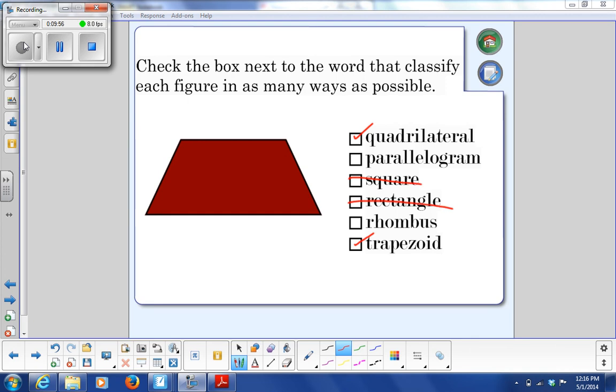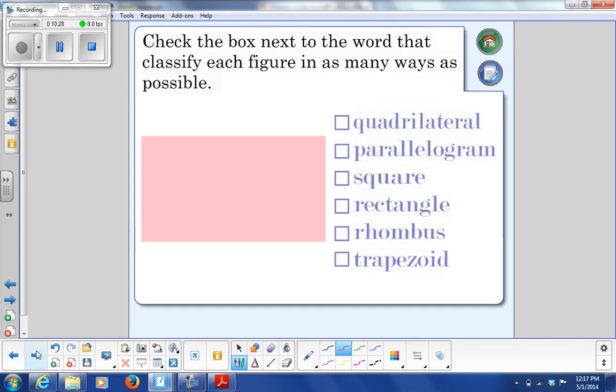What about a rhombus? It has two pairs of parallel sides, but does it have four equal sides? Two pairs of parallel sides, yes, but all four sides are not equal. Can't be a rhombus. And can it be a parallelogram? Two pairs of parallel sides, yes, and opposite sides are equal. Do these look like they're equal? The top is not equal in length to the bottom. So right there it tells us no, it's not a parallelogram. Trapezoids are all in a class all of their own. You will not find a trapezoid being anything but a trapezoid.